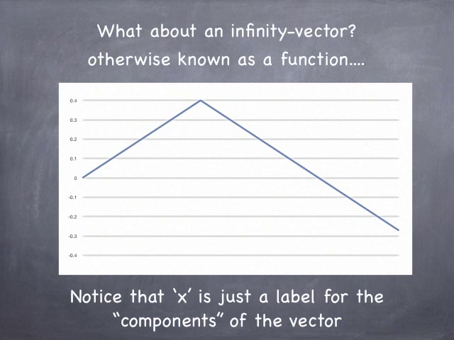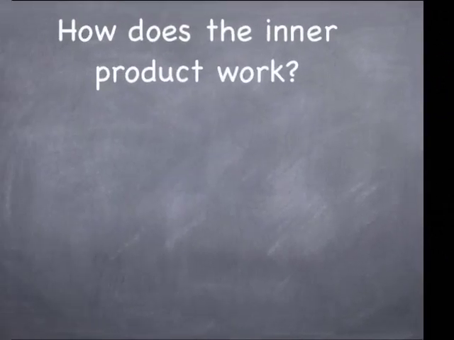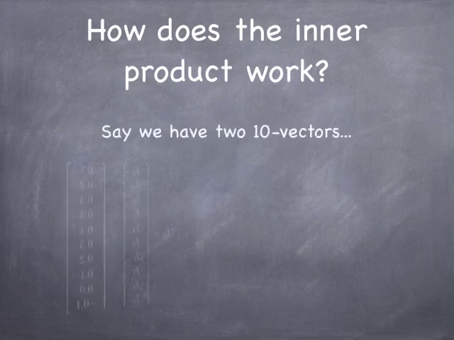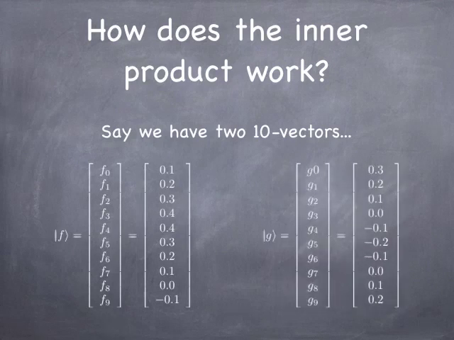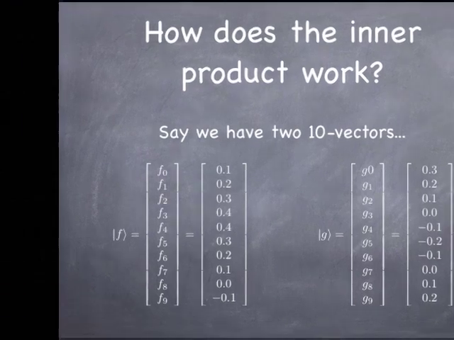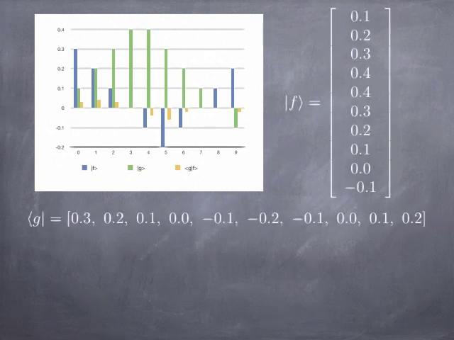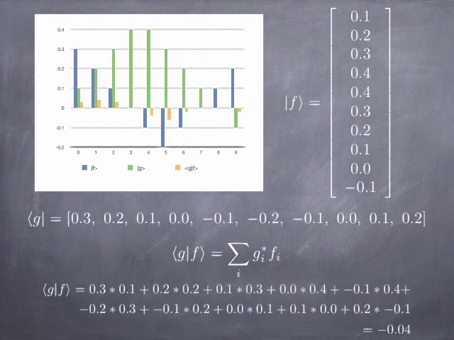Okay, so moving ahead. How does the inner product work with a very large dimensional vector? So with a 10 vector, you'd have an F vector that looks like this and a G vector that looks like this. What do we get when we take the inner product? Well, one way to look at that is as a bar graph. The F vector is the blue and the G vector is the green. And G on F is what you get when you multiply the corresponding values of the two vectors and add the result. So it's a sum over the components, and it ends up looking something like this. It's a summation over all i of G sub i star F sub i. You can actually calculate that, and you get a number.